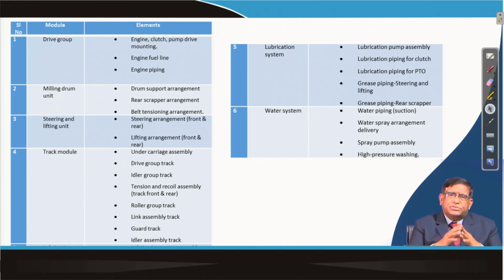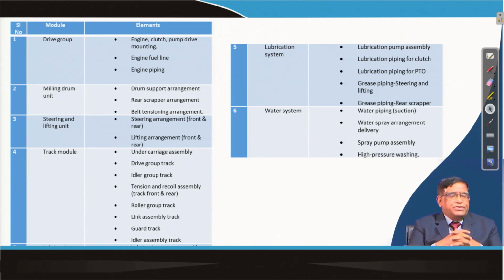We have said that there are different constructional components. Now, for each constructional component or module, what are the main elements? As a drive group, which gives the drive, we will find an engine, clutch, pump drive mounting, engine fuel line, engine piping, that is cooling, fuel sections, the air turbochargers, and then the exhaust system. All these things are in the drive group.